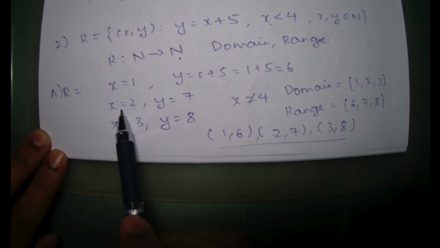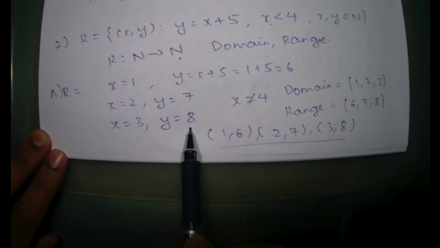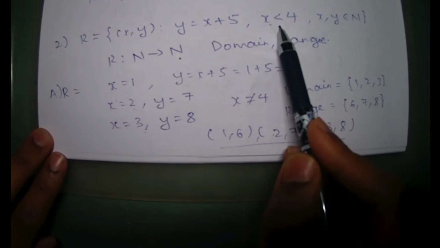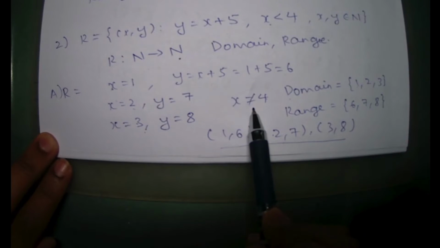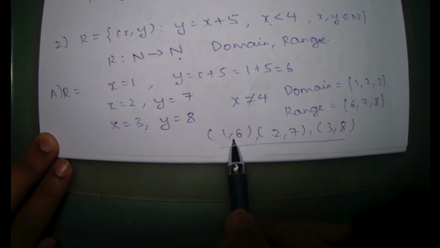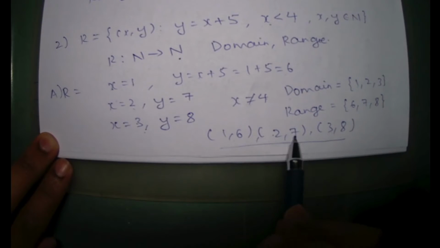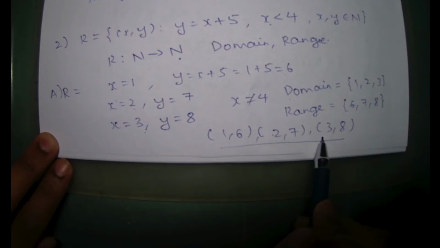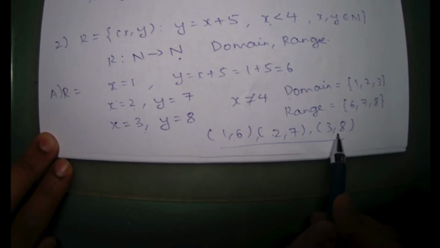Similarly, when x = 2, we get y = 7. When x = 3, we get y = 8. We cannot take x = 4 because x should be less than 4 as defined. So x cannot be equal to 4. So from this we get that the three ordered pairs are (1, 6), (2, 7) and (3, 8). So from this the domain is {1, 2, 3}, because 1, 2, 3 are the numbers present in the x part, and the range is {6, 7, 8} because 6, 7, 8 are present in the y part of the ordered pair.